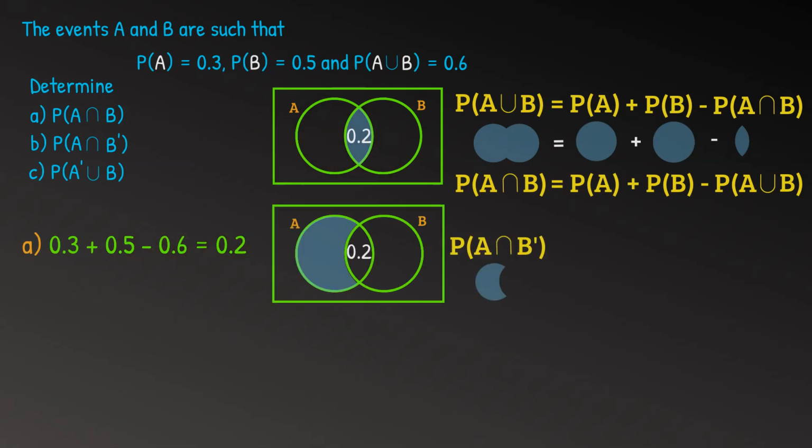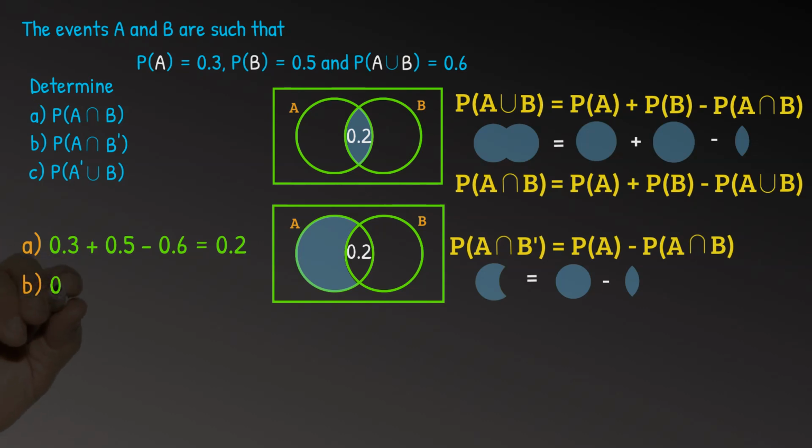The probability of A intersect B complement is equal to the probability of A minus the probability of A intersect B. So that's equal to 0.3 minus 0.2, which gives us 0.1 as the answer. We can now fill out the rest of the Venn diagram because we know that A union B is 0.6 and 0.1 plus 0.2 plus 0.3 would give us 0.6. So we can write 0.3 here. And we know all the probabilities have to add up to 1, so outside the circles we have a 0.4.